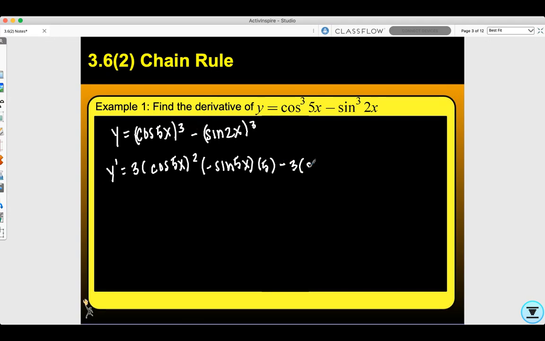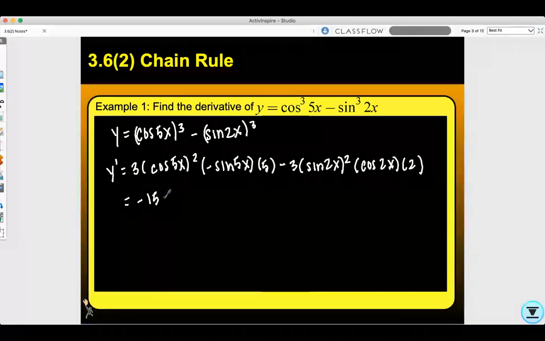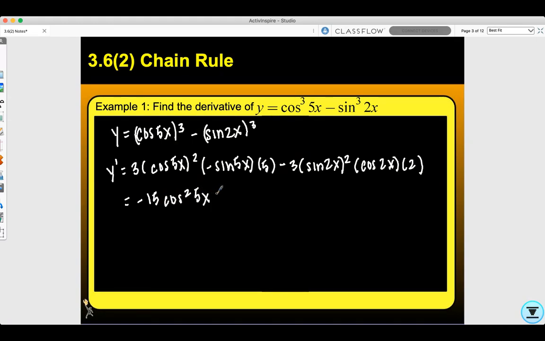So it'd be 3 times sine of 2x, all squared, times the derivative of the inside, sine of 2x, which would be cosine of 2x, times the derivative of 2x, which would be 2. Then you can go ahead and simplify that. 3 times the negative times 5 would give me negative 15. And I'd have cosine squared 5x times sine of 5x minus negative 3 times 2 would be minus 6 sine squared of 2x times cosine 2x. And that's what it would be simplified.